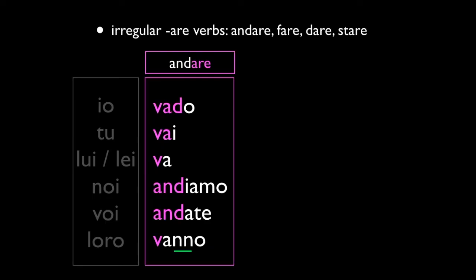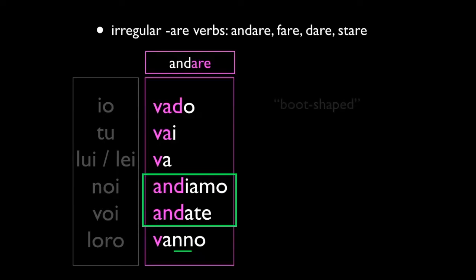Notice that one of the major differences you're going to see here with these ARE irregulars is that the third person plural has the double N in the they form. But you could see in white, those are the typical ARE endings. So really what you're learning here is how the stem at the beginning changes in the verb and creates this irregularity. Notice too with the noi and voi forms that there are two forms that are actually totally regular. They're formed by chopping off the ARE and adding the endings. This is just for andare in this video.